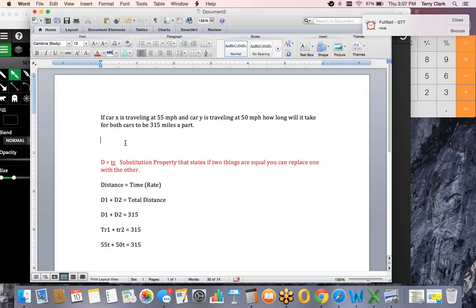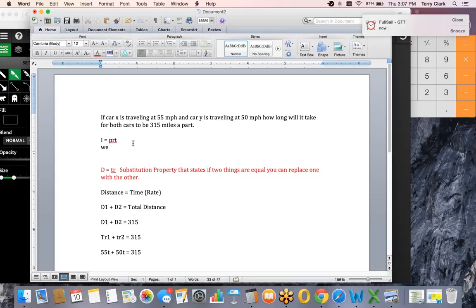Like say, for instance, if I say I equals the principal times the rate times the time, what that means is that we can replace I with PRT. So that's what that means. When two things are equal to each other, you can replace one with the other one.